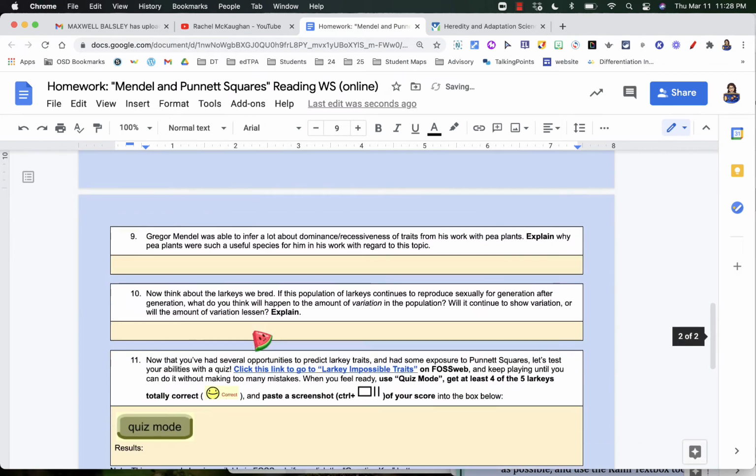Gregor Mendel was able to infer a lot about dominance, recessiveness of traits from his work with pea plants. Explain why pea plants were such a useful species for him in his work with regard to this topic.